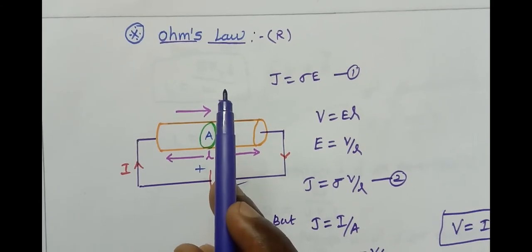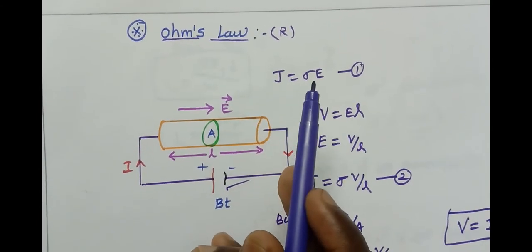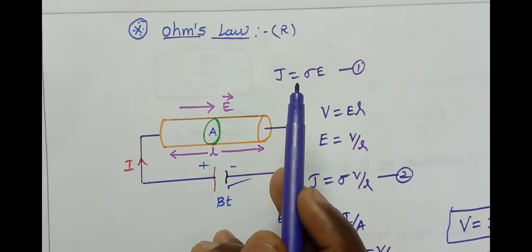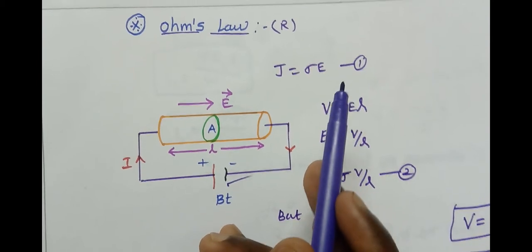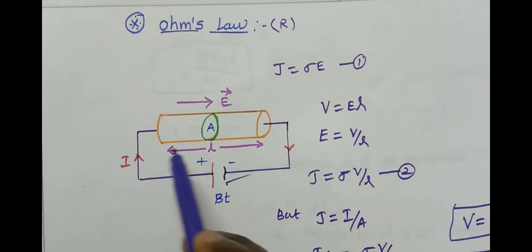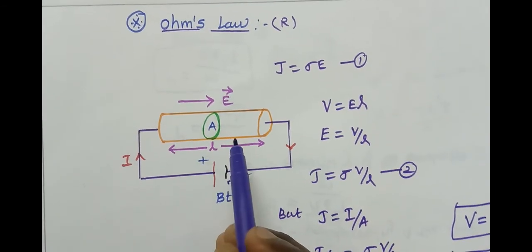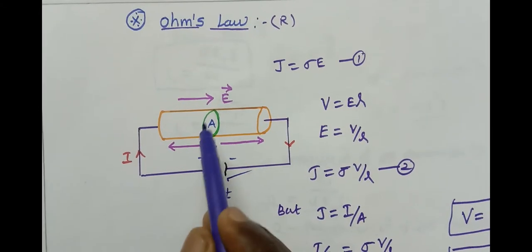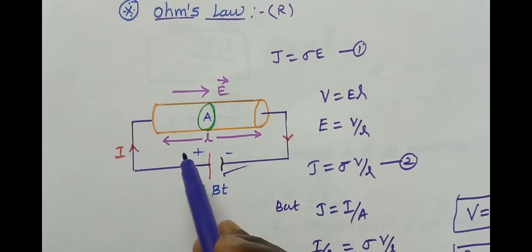Ohm's law can be derived from the equation J = σE. This is nothing but current density, which you already know. Now, taking equation number 1. Students, consider an element, a segment of wire, of length L and cross-sectional area A.